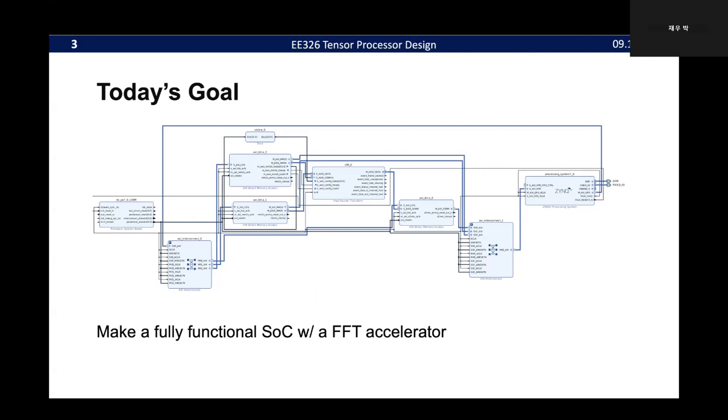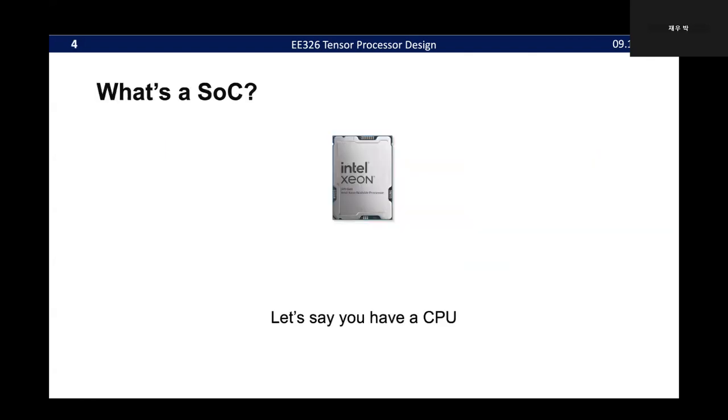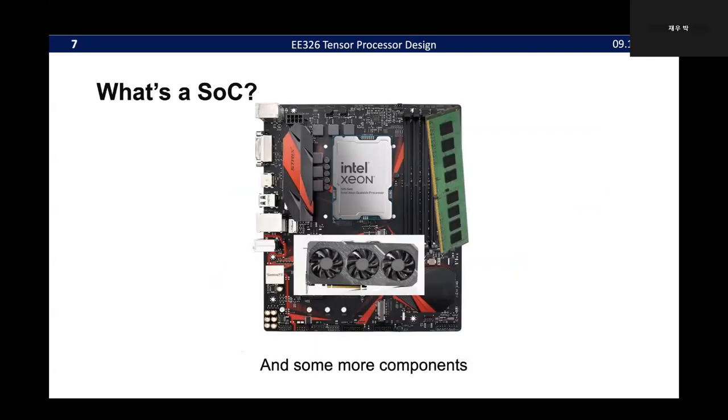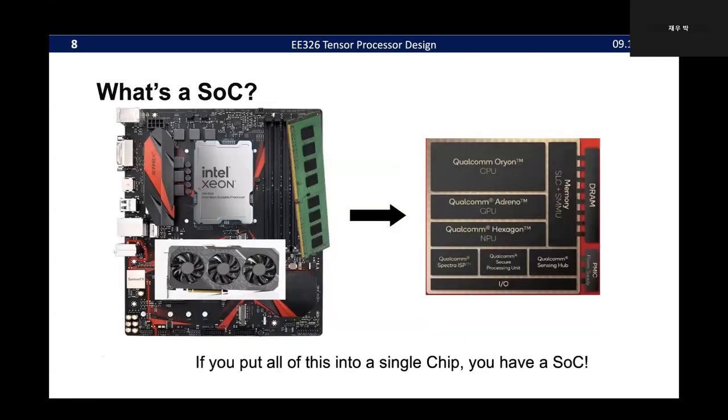Let's say you have a CPU. Well, it's a CPU, it's not a fully functioning computer. We can't watch Netflix with just the CPU, right? So in order to make this into a computer, what do you need? We need a motherboard, and we put in GPUs, RAM and so on. And then you can watch Netflix. But imagine that we put every one of the components into a single chip. That's exactly the concept of an SoC.